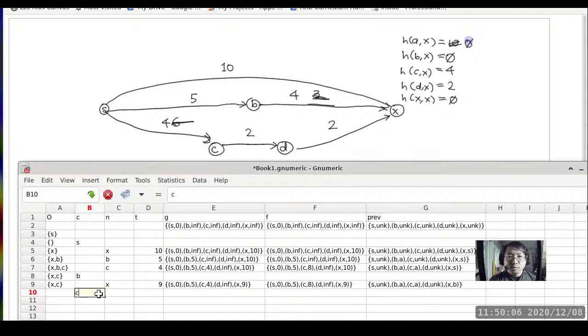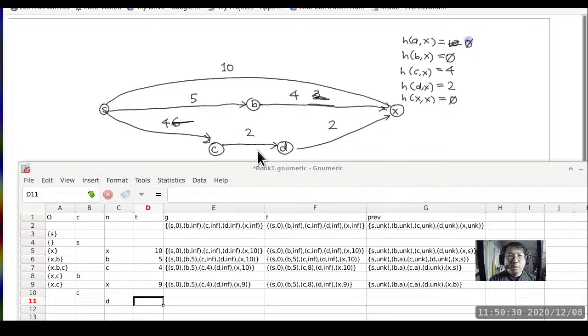So now we choose vertex C, and then we look at its outgoing edge, or outgoing edges if it has multiple. There's only one, which is D. And now we ask, what is the length of the path from the starting point through C to vertex D? So we look at G of C, which is 4, plus the distance of the edge CD, which is 2. 4 plus 2 is 6.